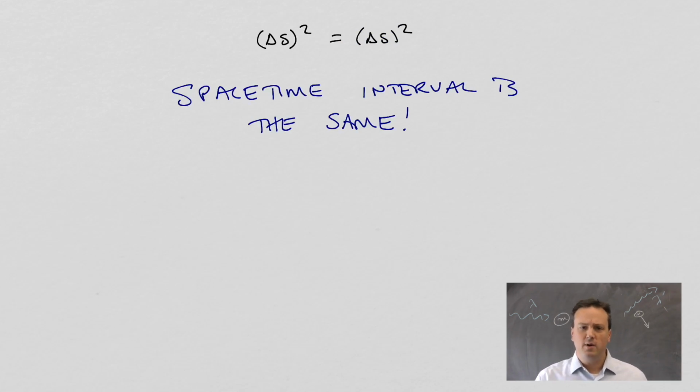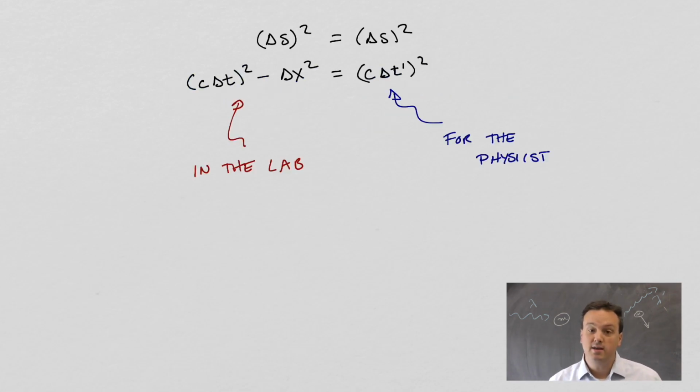And so to compare what's happening to the coordinates in the lab frame to what's happening to the coordinates in the physicist frame, I'm going to take two events along this world line, and I'm going to say that the space-time interval between those two events has to be the same. So I can calculate that both in the lab frame, where I have a separation in time and a separation in space, and I can compare that to the physicist frame, where I just have a separation in time.